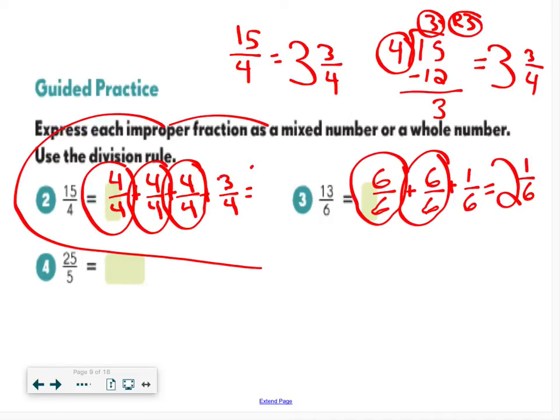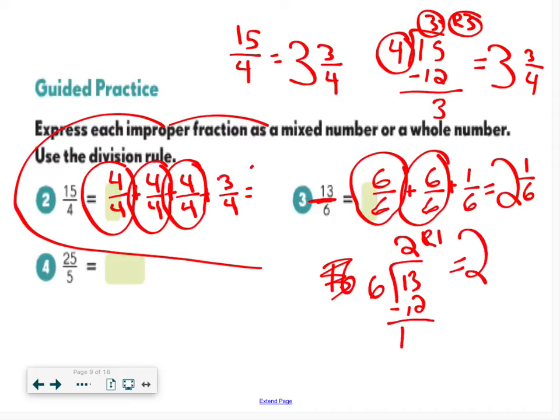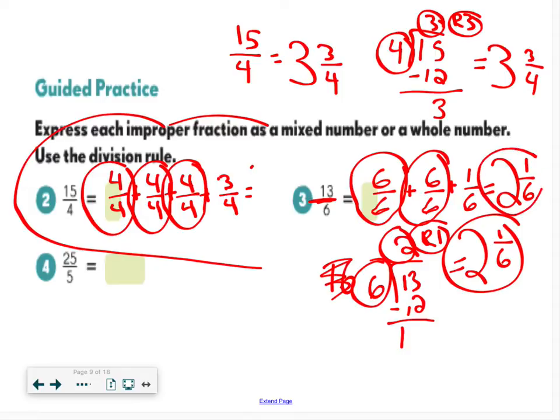Or I could think of it as division, because I know that this fraction line actually is a dividing sign, and I could do 13 divided by 6. And in my brain, 6 times what gets me really close to 13? That's 2. And then I have 1 left over. I know that I have 2 wholes. The remainder is 1 left over out of 6 total pieces. 2 and 1/6, 2 and 1/6.